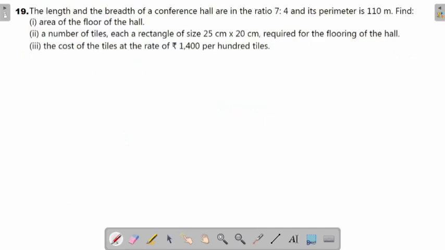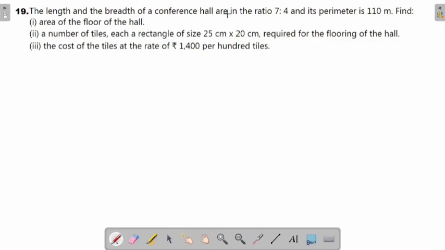Okay, so this will be the last question from this particular exercise, which says the length and breadth of a conference hall are in the ratio 7:4 and its perimeter is 110 meter. Find the area of the hall, number of tiles, each a rectangle of size 25 centimeter into 20 centimeter required for flooring the hall. Number 3, the cost of tiles at the rate of 1400 per 100 tiles. Okay, so a similar kind of problem which we have already seen.